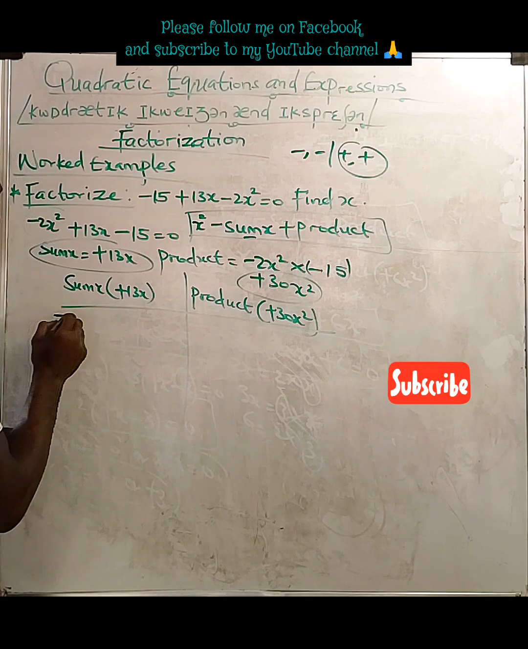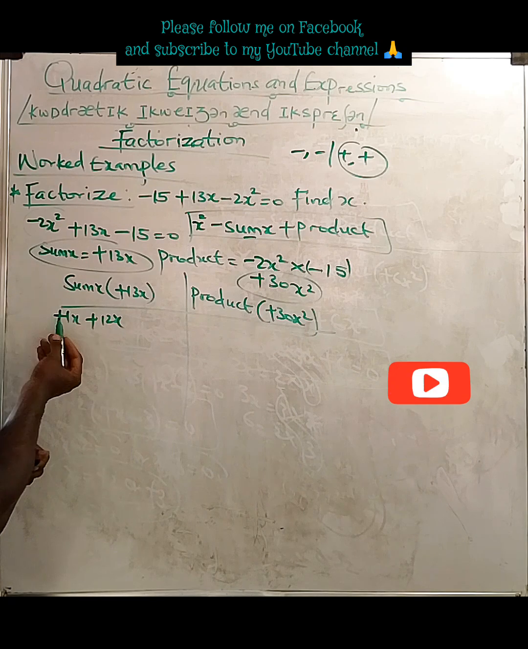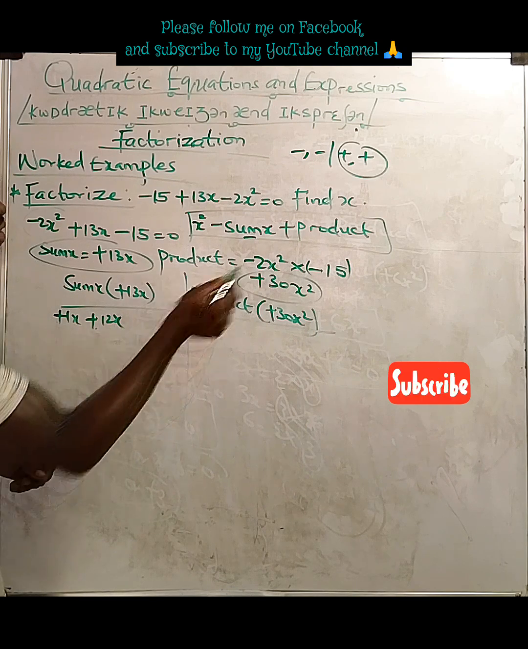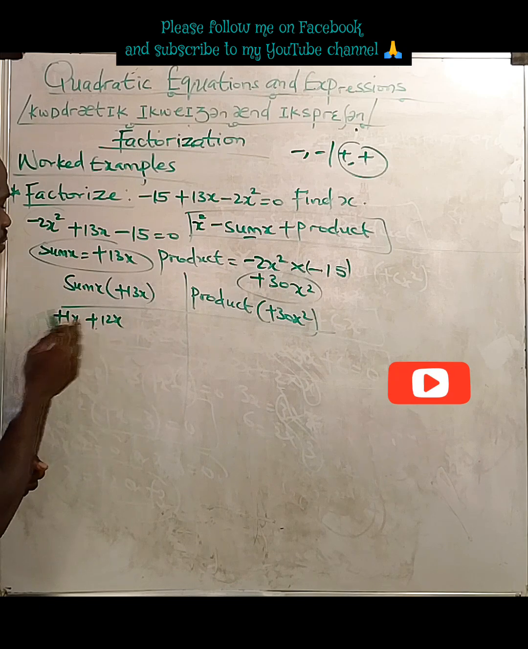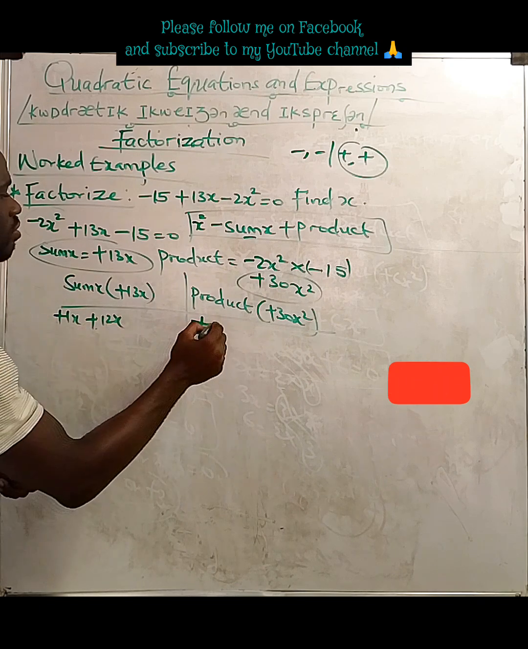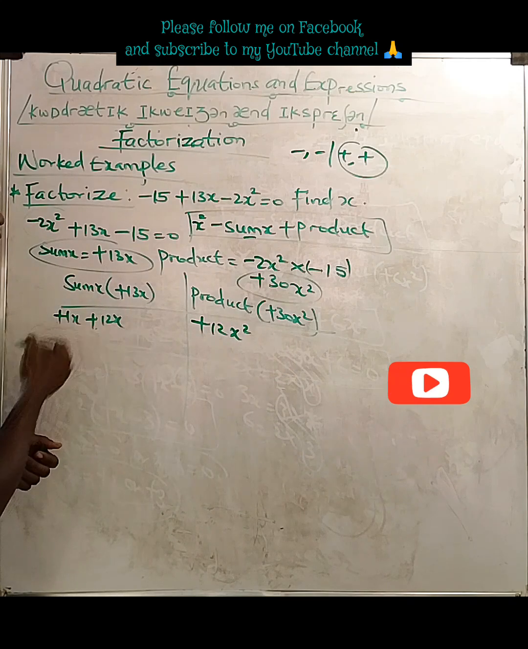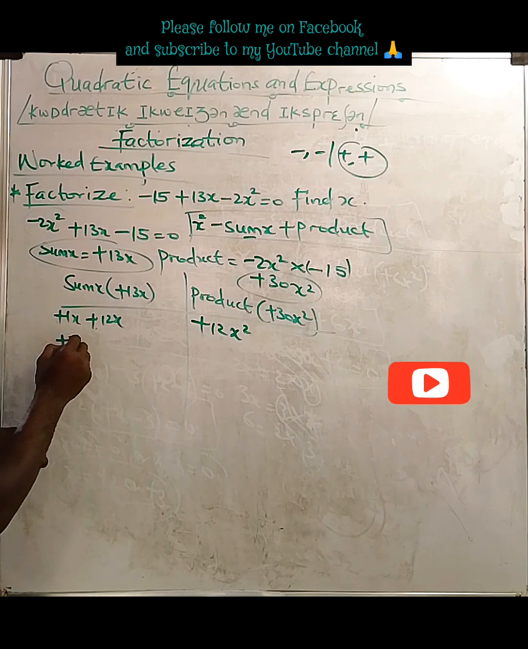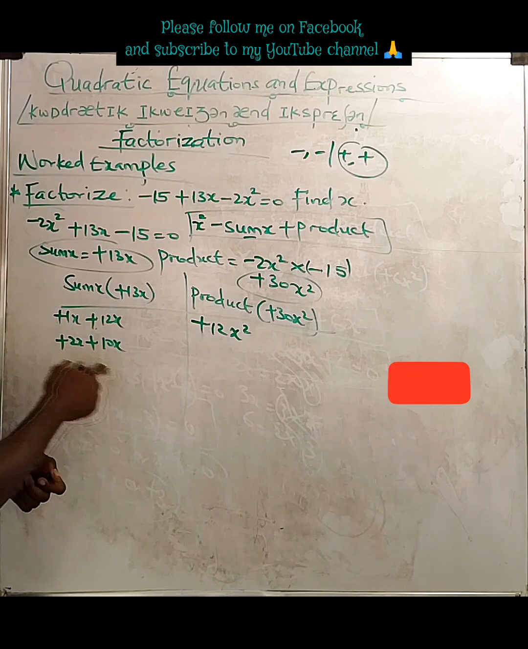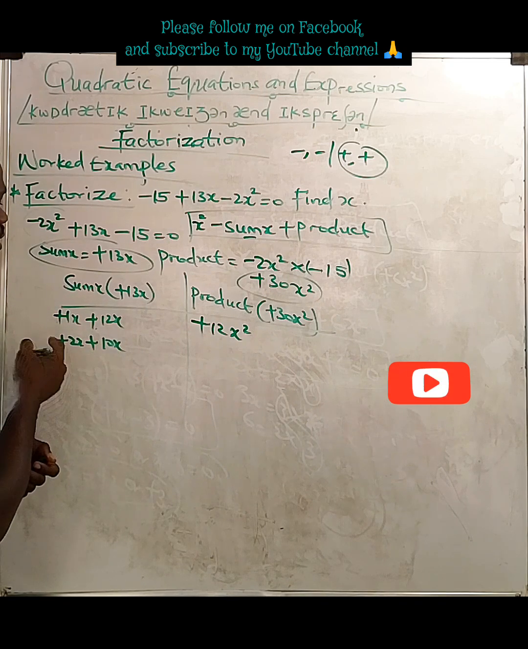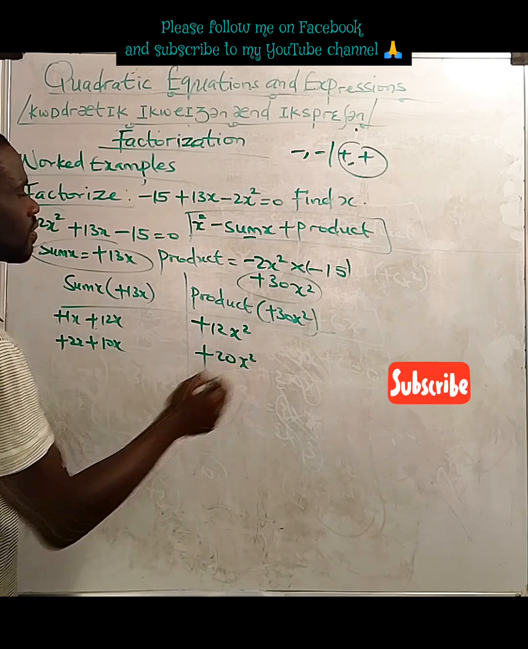So let's see, I can start with plus 1x and then plus 12x, plus 1 plus 12. Don't forget the two of them have the same sign, positive, positive, according to our analysis. So plus 1 plus 12 is plus 13x. So when we multiply them, plus and plus is plus. 1 times 12 is 12, x times x is x squared. We didn't get the product, although we got the sum, so this is not what we are looking for. Let's try out something else. Plus 2x plus 10x, they are both positive factors. Plus and plus is plus. 2 times 10 is 20, x times x is x squared.